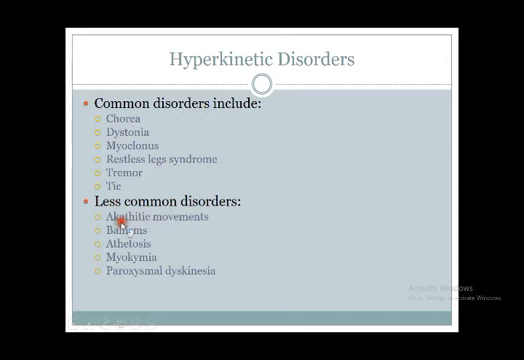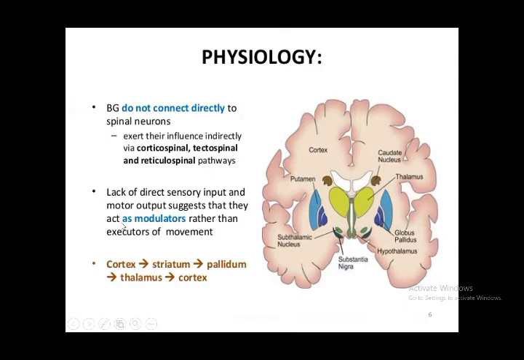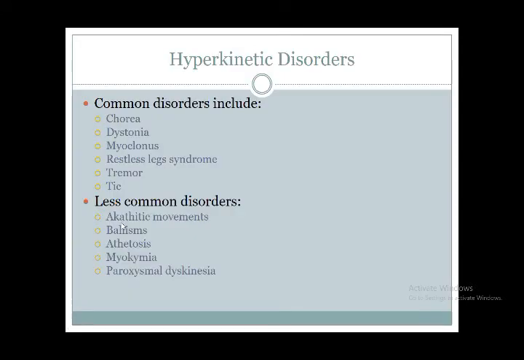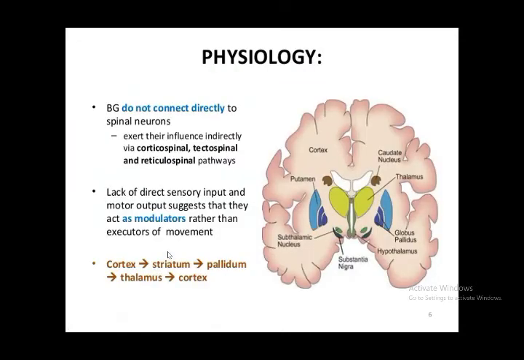These are also resulting from extrapyramidal structural damage that include akathitic movements, ballismus, athetosis, myokymia, and paroxysmal dyskinesias. So the basic pathophysiology of these hyperkinetic or hypokinetic disorders is again in structures involving the basal ganglia.